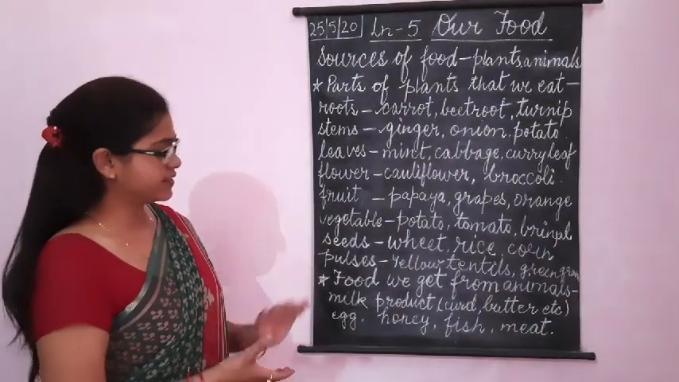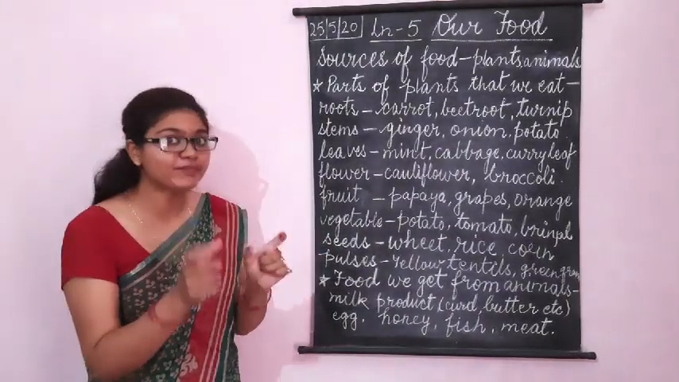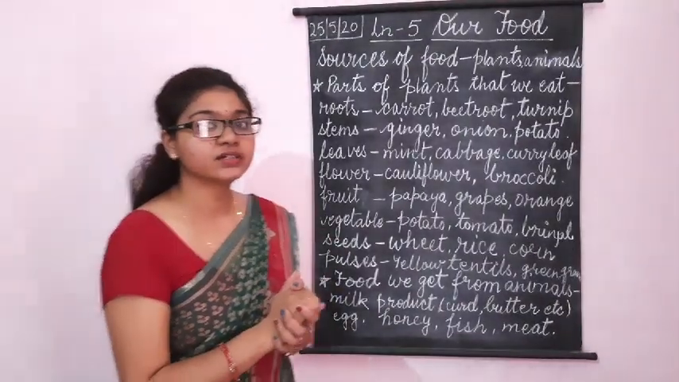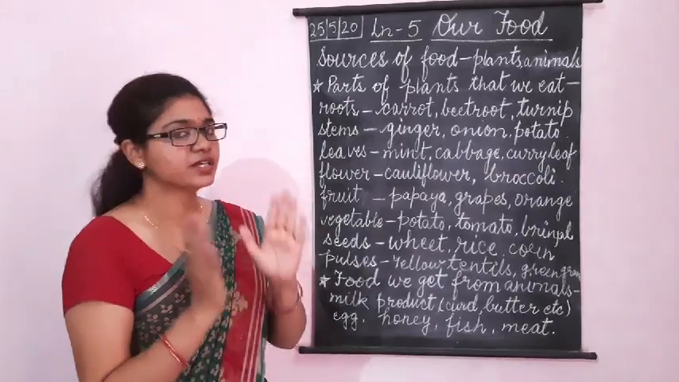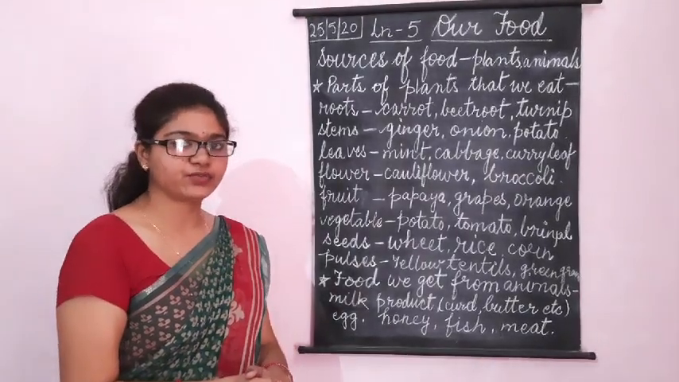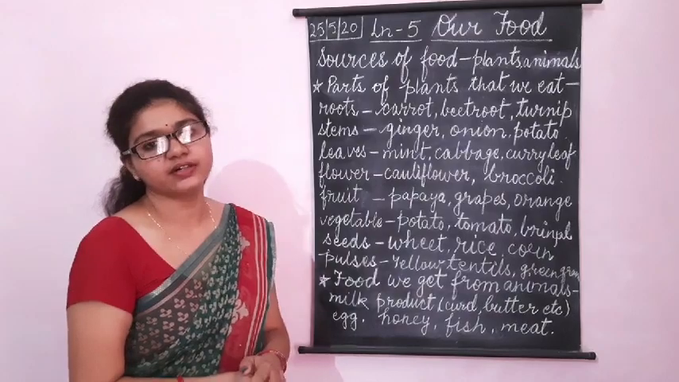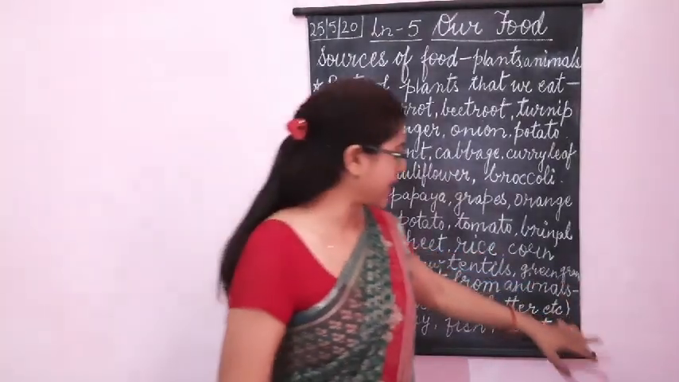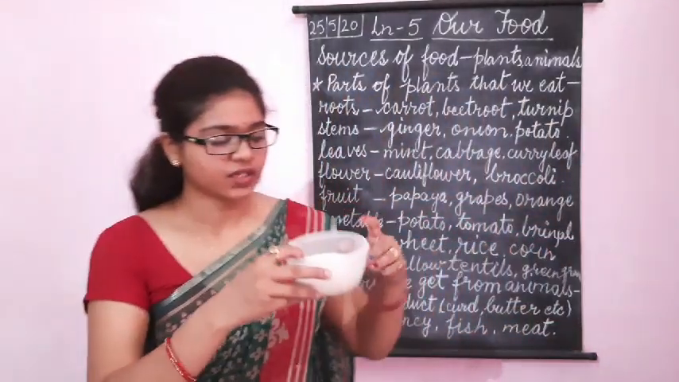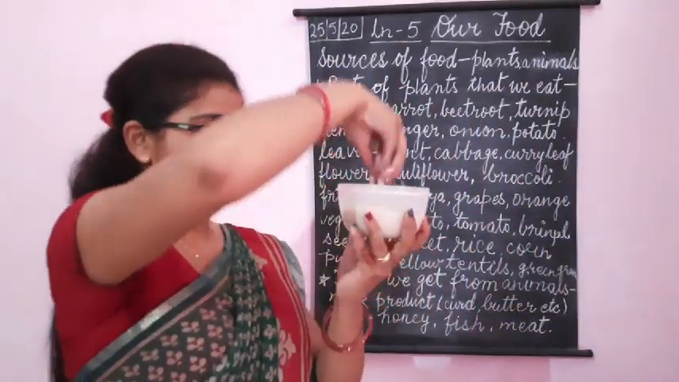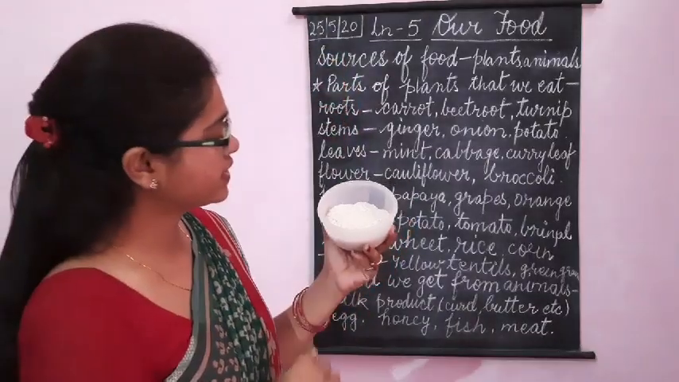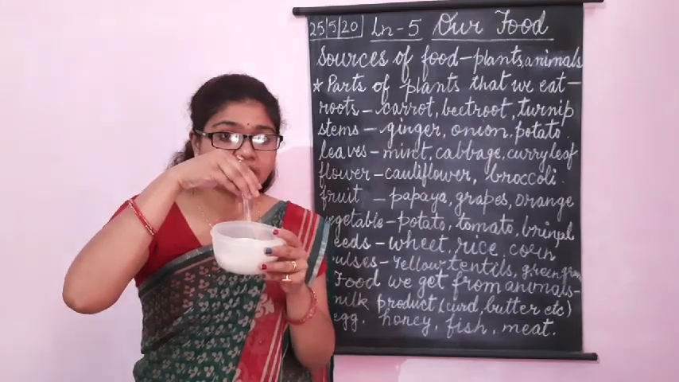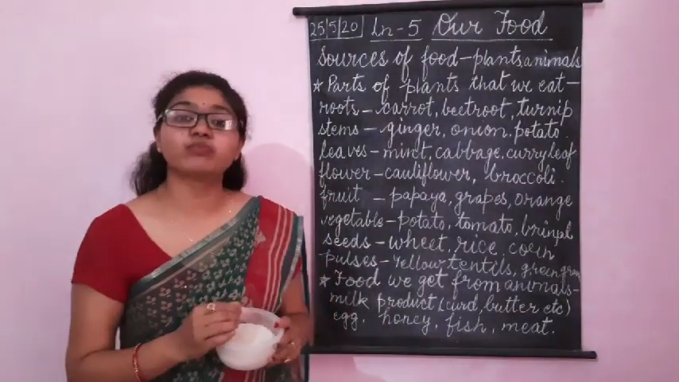Next, seeds. The seed part we can also eat. What will come in the seed? Seed, you know, beej. In the seed part, many foods are there. We used to eat that: wheat, rice, corn. I will show one example. You can see what this is. This one is rice. This is the seed part of a plant.